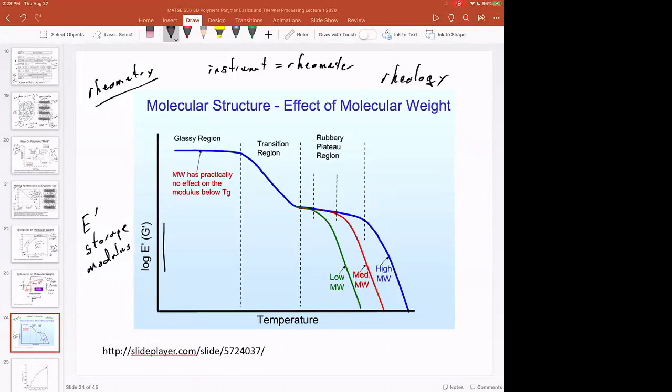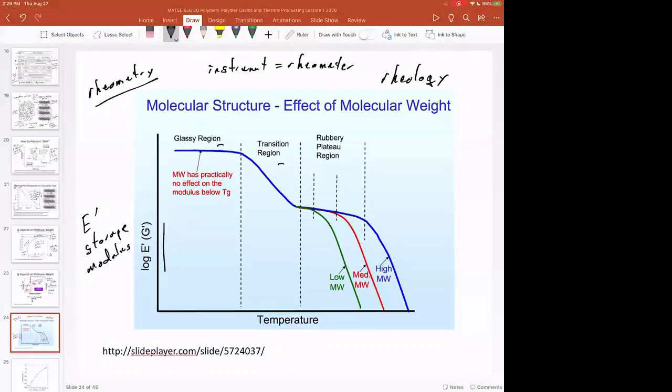So you have the science, you have the instrument, and then you have the measurement system. And this is all in the world of rheology. So you can go to a rheometer and you can measure the modulus of a polymer over the glassy region, over what's called the transition region.